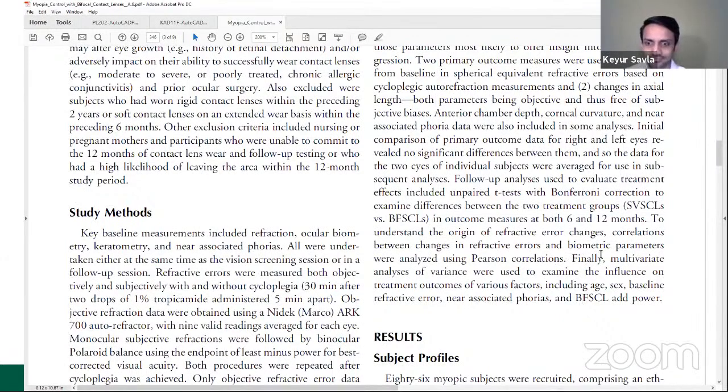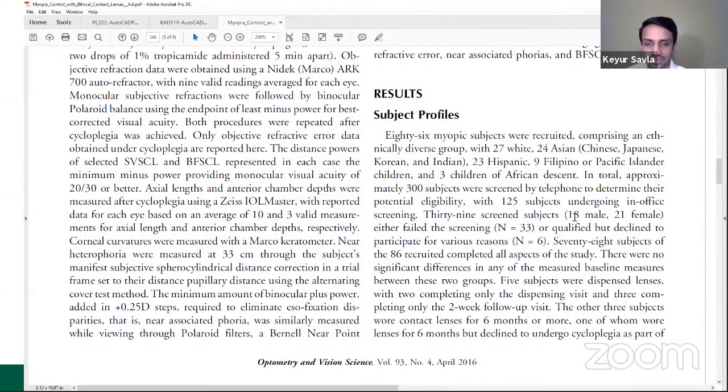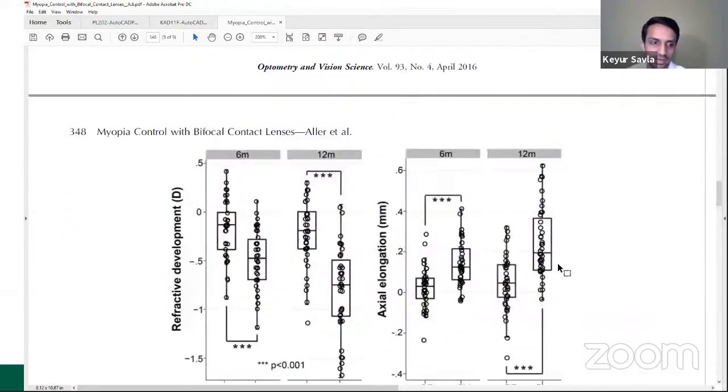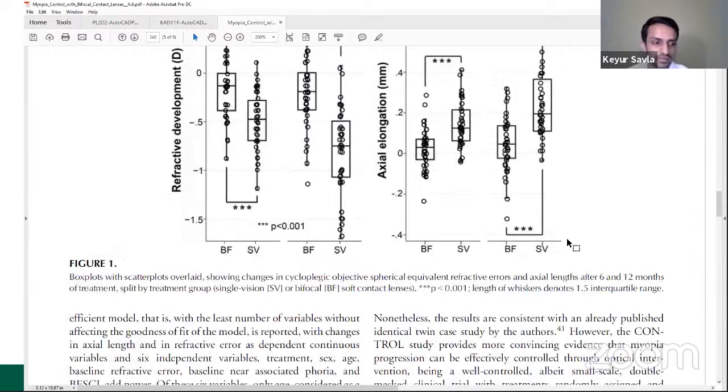This paper is available out there, so you can just download it and go through it, but I will keep going right now in the interest of time. So here I can see age, sex, baseline refractive error. So these are the different factors they might have looked at. In results, as I said, unless you are interested in the details, which I'm not at this point, just go to the images or the figures.